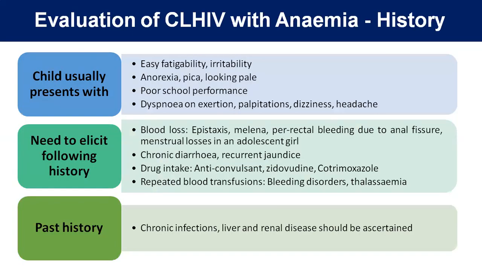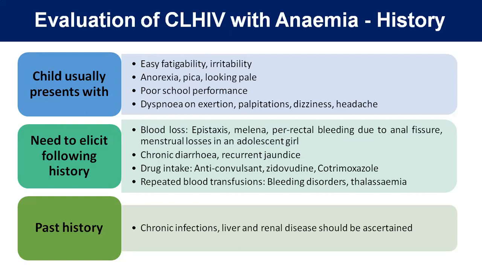So when a child with CLHIV presents with anemia, we have to take a thorough history. The child will usually present with easy fatigability and irritability. The child will have decreased food intake or anorexia. The child could present with pica, that is the habit of eating non-nutritional substances like mud, hair, chalk, pencil, anything. The child will look pale. The child will have poor school performance. The child could present with dyspnea on exertion, palpitation, dizziness, signifying an underlying heart failure. The child could also present with headache.